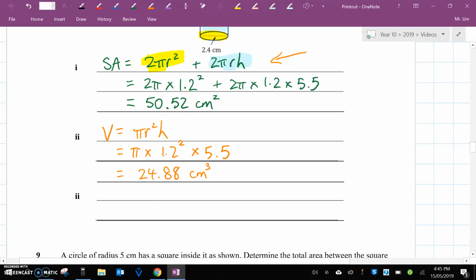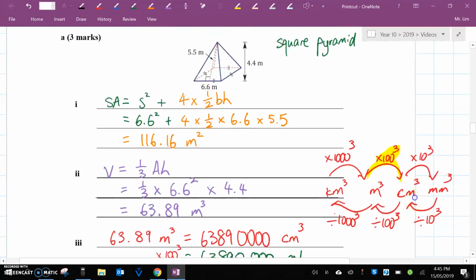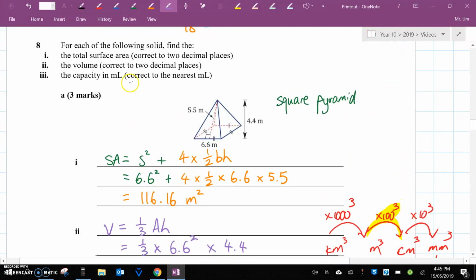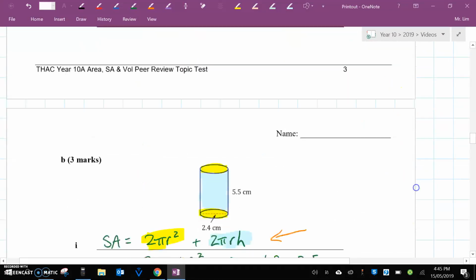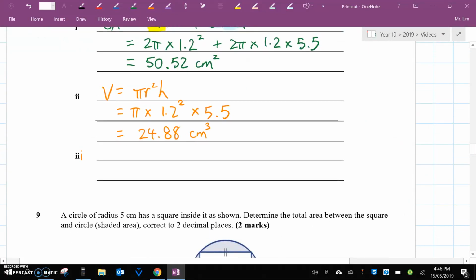Question 3, part 3 was convert this into milliliters. Correct to the nearest milliliter. Well, it's a 1-to-1 ratio because it's already centimeters cubed. 24.88 centimeters cubed is equal to 24.88 milliliters, to the nearest milliliter, that is 25 milliliters.